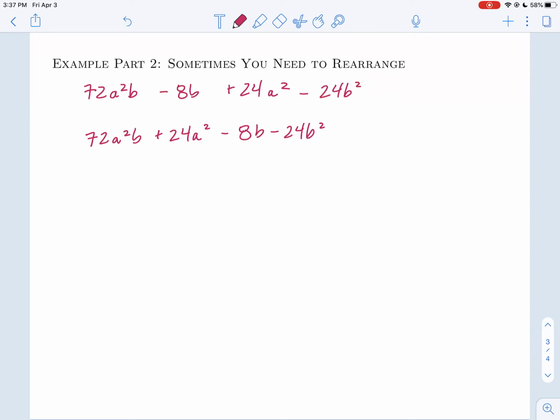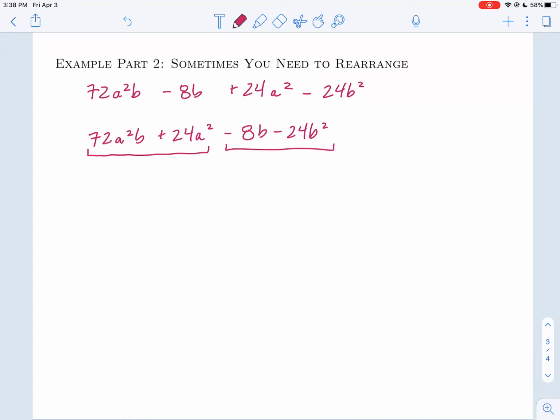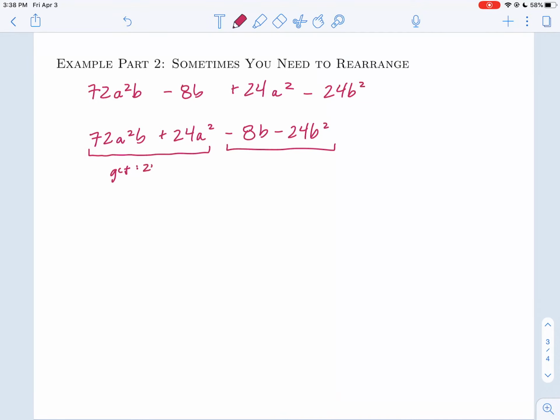Okay, now we'll keep going through that same process. So let's group the first two, group the second two. The greatest common factor for those first two is going to be 24a squared. And then the greatest common factor for the second two is going to be 8b. Okay, so on the left, pulling out that 24a squared leaves behind a 3b plus 1. And on the right, we're going to take out that 8b. It's going to leave us with a negative 1 minus 3b.